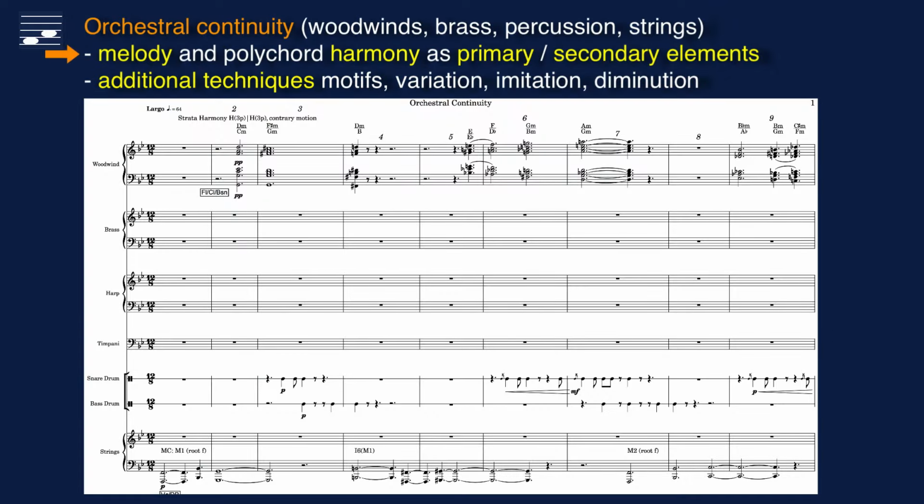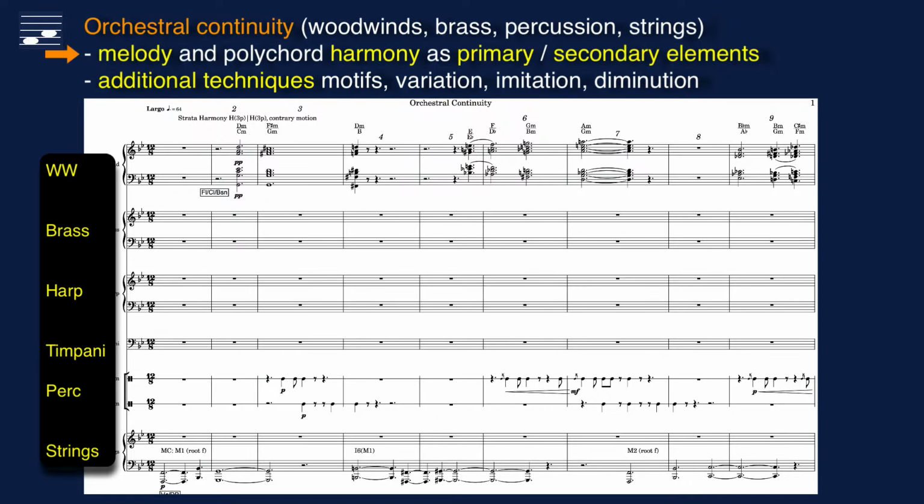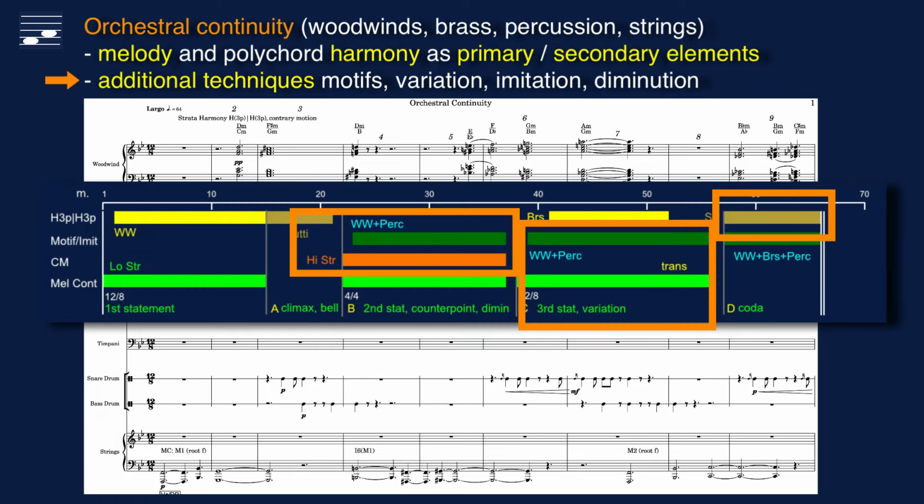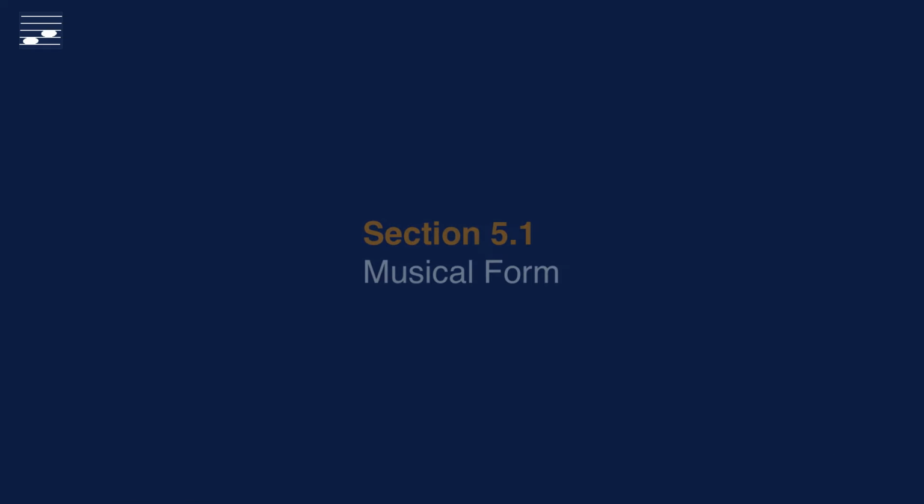The melodic continuity and the polychord harmony appear as either primary or secondary musical elements. The setting is for orchestra. Additional techniques in the various sections include melodic forms as motifs, variation, imitation, and rhythmical diminution. Some more remarks about the musical form.